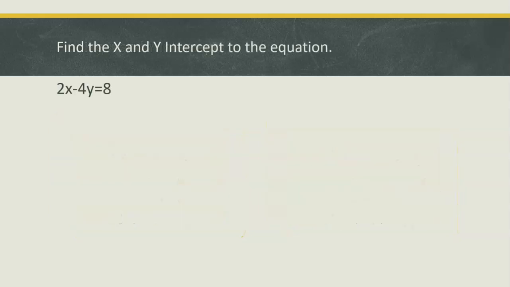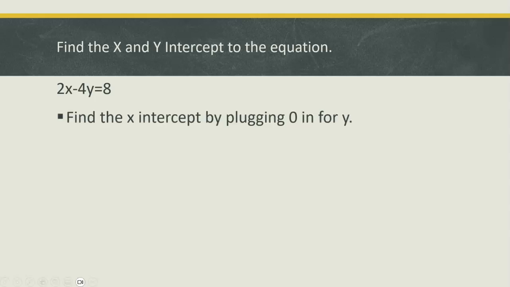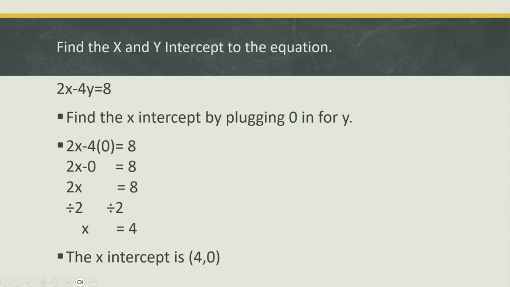So we need to find the x and y intercepts for this equation, 2x minus 4y equals 8. To find the x-intercept, we need to plug in 0 for y. And then we can solve for x. So 2x minus 4 times 0 equals 8. And if we solve for x, we'll find that x equals 4, which means that our x-intercept is the point 4, 0.